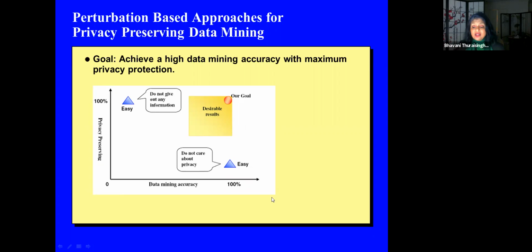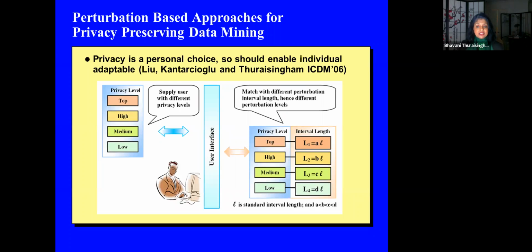At the other end, you don't care about privacy, but you are so obsessed about the data mining results. That's the other end. So you want to be somewhere in between, where that's the desirable goal. So that's where we want to be, sort of a trade-off between the two. And then she says privacy is a personal choice, so it should be adaptable for individual preferences.